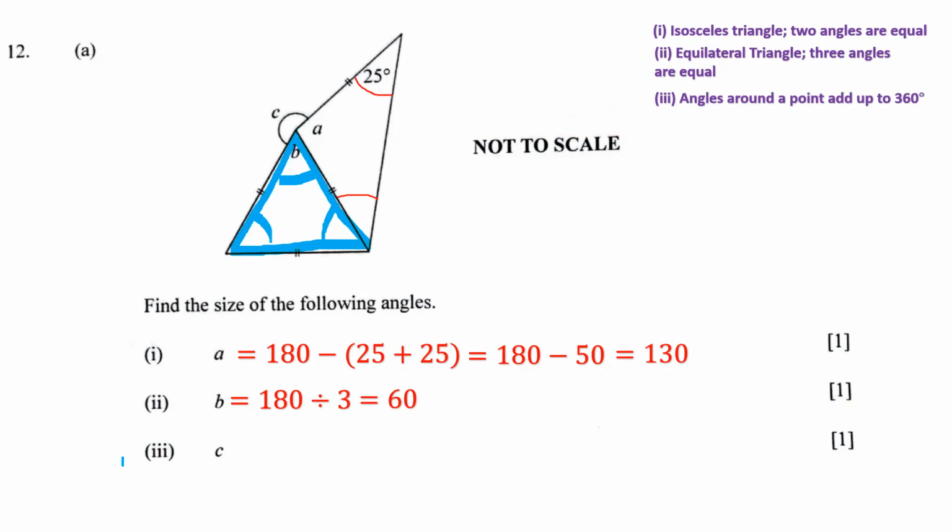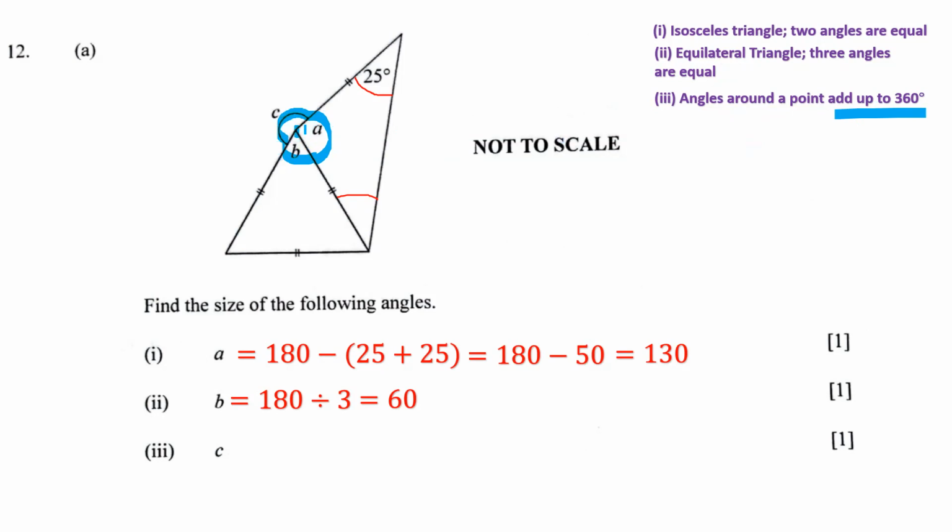Let's move on to C. Let me erase all ink. C is this angle right here. If you look carefully, what we basically have is angles around a point. Angles around a point add up to 360 degrees. So we have this angle along with this angle, along with that angle, and they are around a point. You could look at it as a complete circle or complete turn.